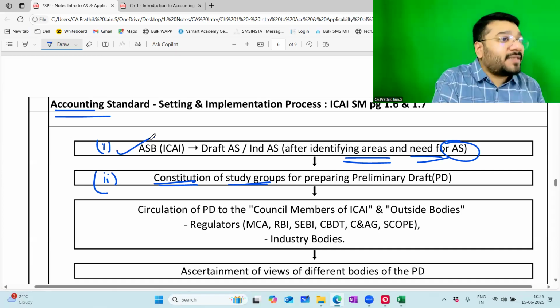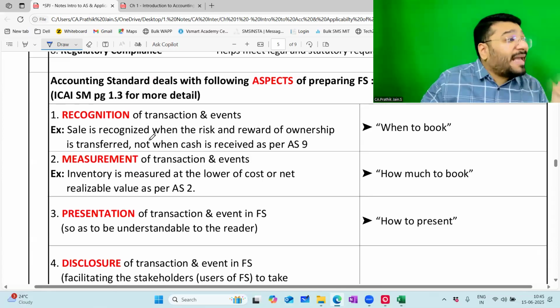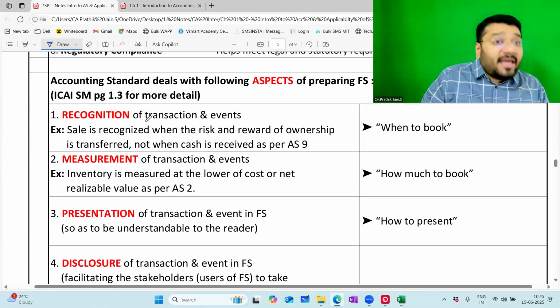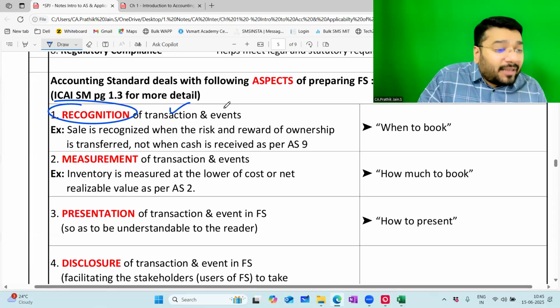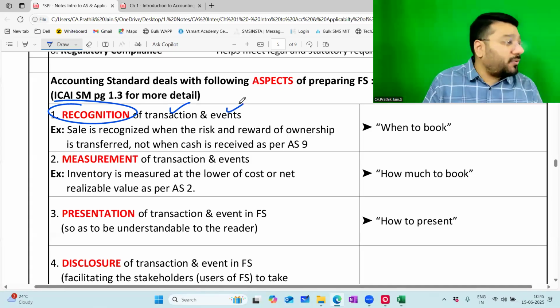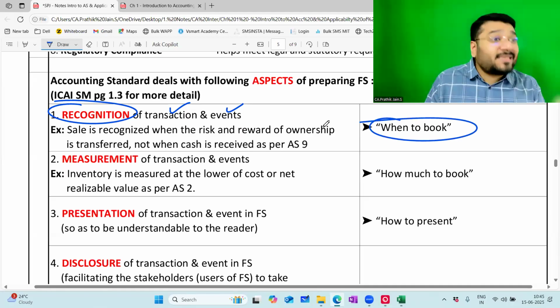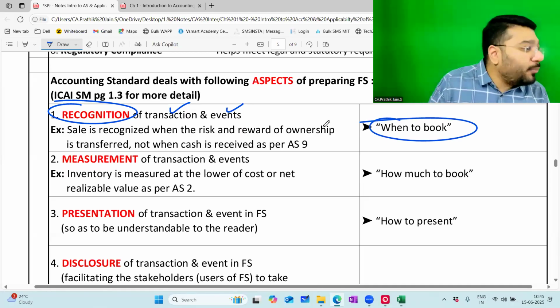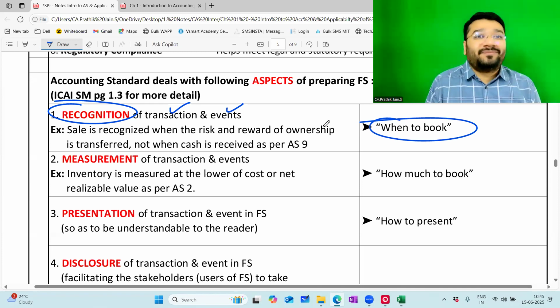All the accounting standards primarily discuss on what aspect? In what aspect do they deal? Every AS should talk about how an item needs to be recorded in the books of accounts, how a transaction or event should be recorded in the books of accounts, when to be booked, at what time. So in AS9, which is the next standard that I'm going to take, I'll teach you at what point of time you should record your sale.